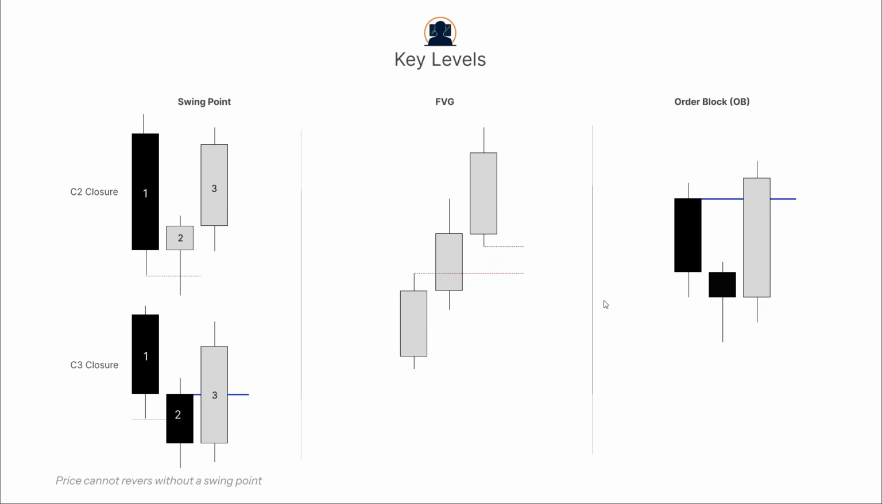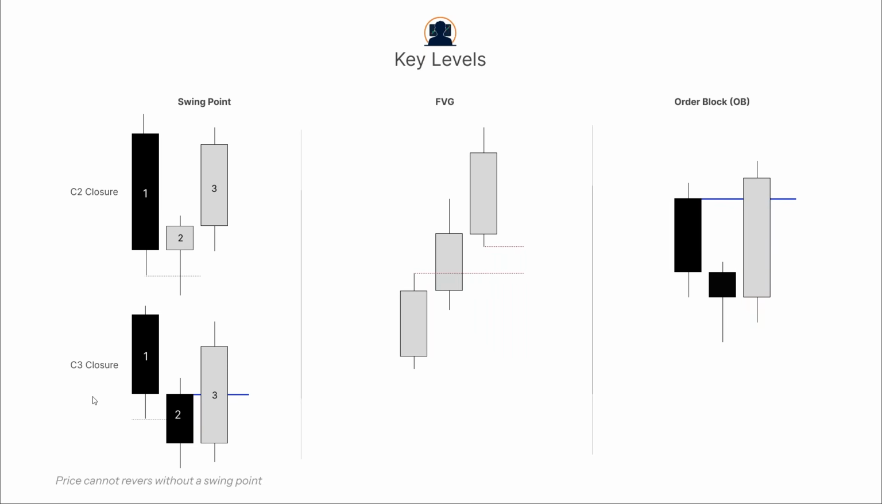And we have our last key level, which is an order block. An order block is either a single candle or a series of candles which trade into a key level, followed by an opposing candle closing above its opening price. So in this example, we have a series of down-close candles, candle 1 and candle 2 close bearish, followed by a bullish candle that closes above the opening price of candle 2. So this becomes an order block.